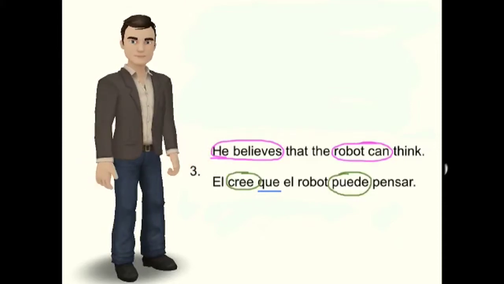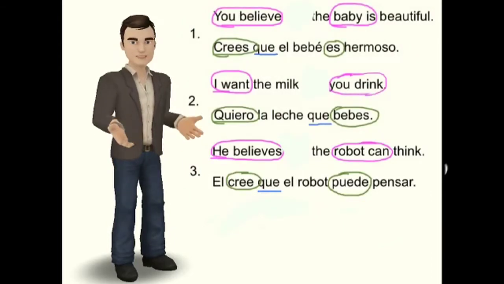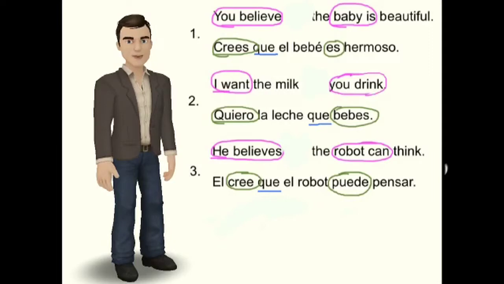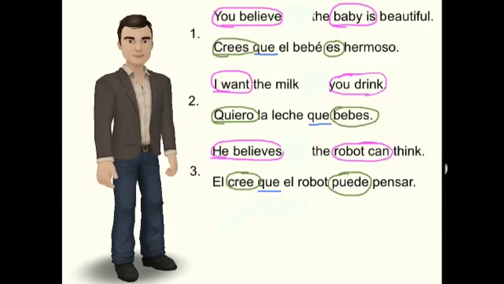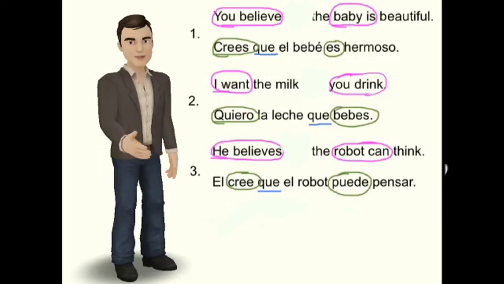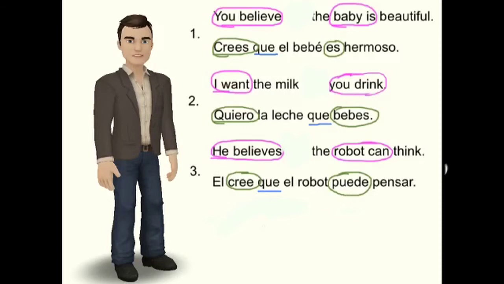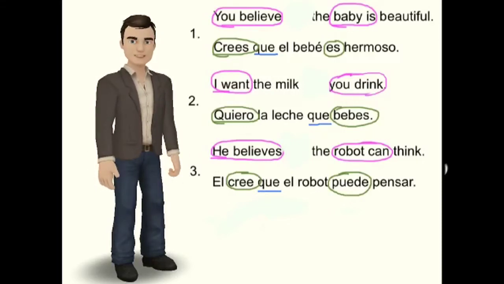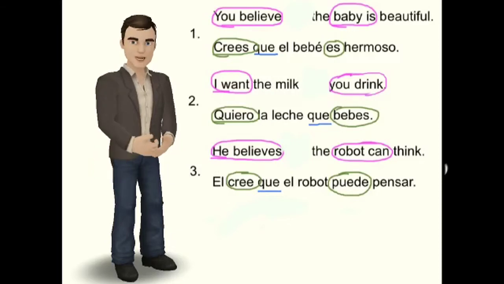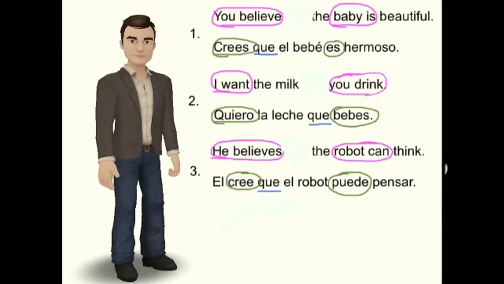So que and that signal that one person or thing believes, while another person or thing, the robot, can think. Before we finish, I want you to take a look at one more thing, and that is, in all the English sentences, I just removed the word that. And the sentences still make sense. You could say, you believe the baby is beautiful, and it makes just as much sense as, you believe that the baby is beautiful. I want the milk you drink is the same thing as, I want the milk that you drink. And he believes that the robot can think is the same thing as, he believes the robot can think.